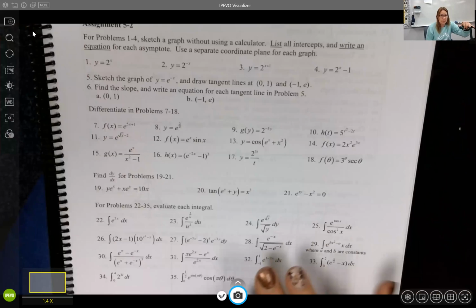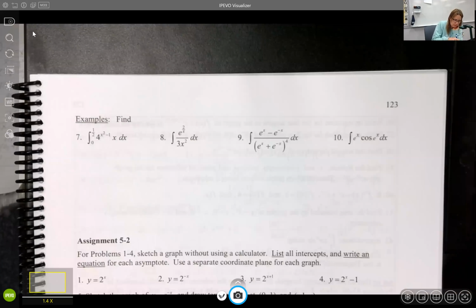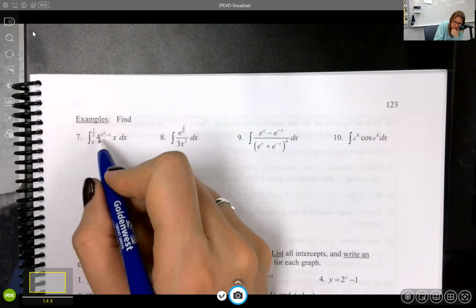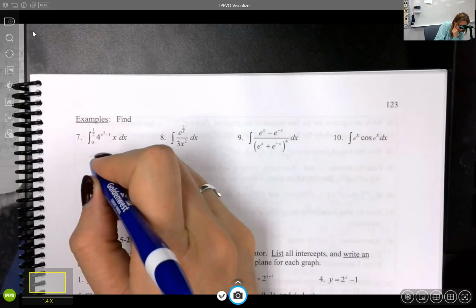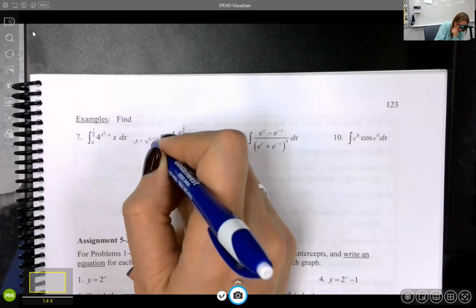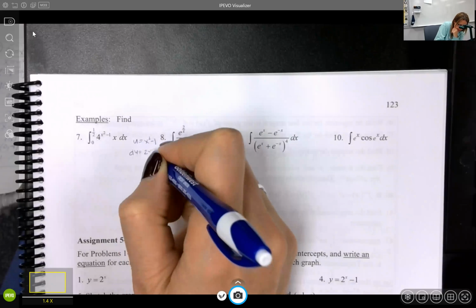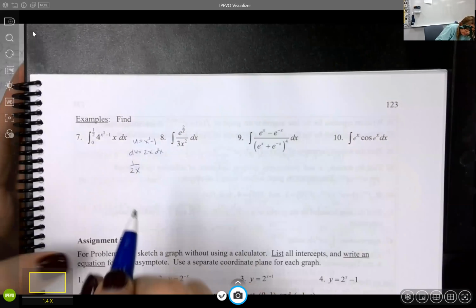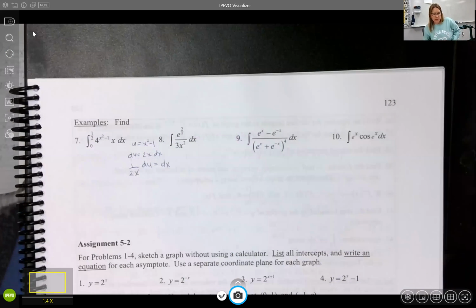All right, so we're going to do these. We have 7, 8, 9, and 10 as our examples. If I did the x squared minus 1, I'm doing u equals x squared minus 1. du is 2x dx, so dx is 1 over 2x du. So 1 over 2x is what we're looking at, okay?